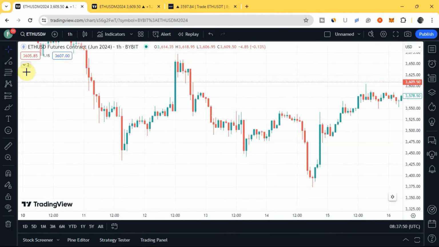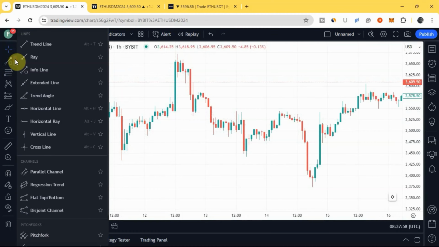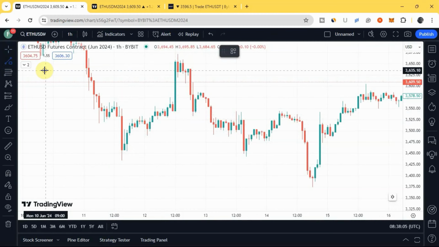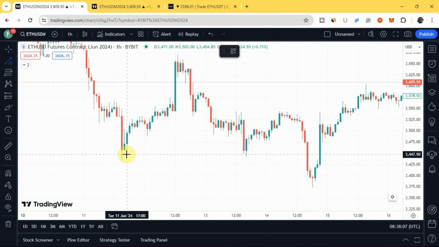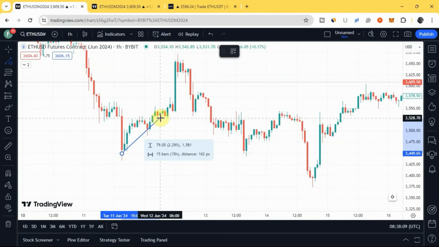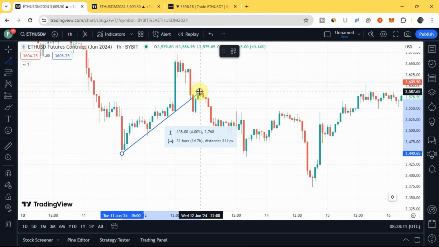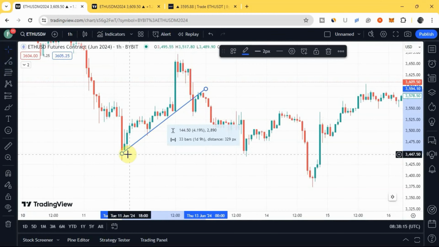Let's draw our uptrend. So you come right here to the left side of the screen. You click on this icon right here. You can see the small arrow beside it. Just click on it. And then you see different lines right here. Now, I love to use this info line for the trend line. So you can just click on it. Once you click on it, you come right here and you put it on the screen. So you hold it and you draw it right here. So this is our uptrend line for this.